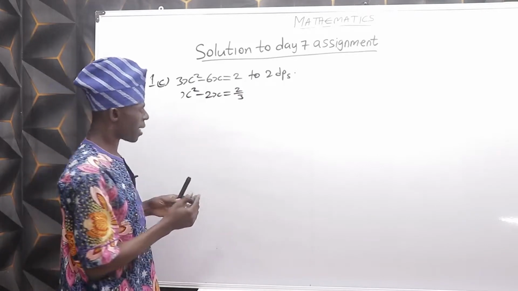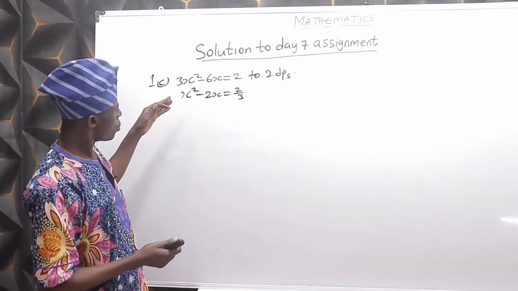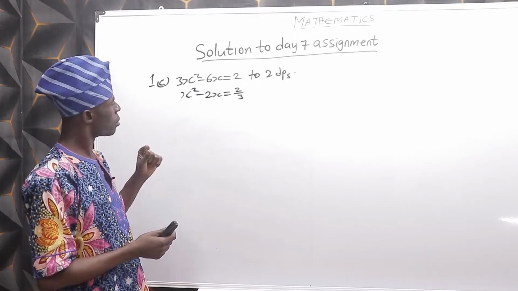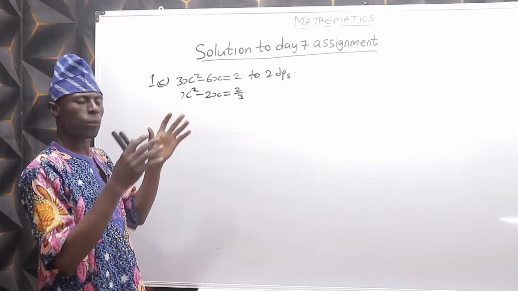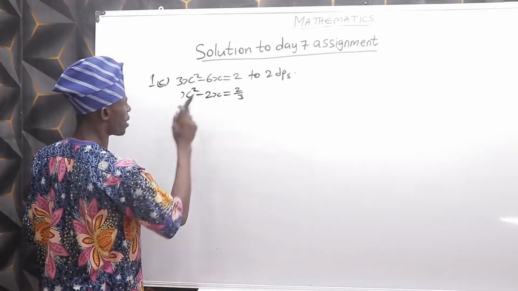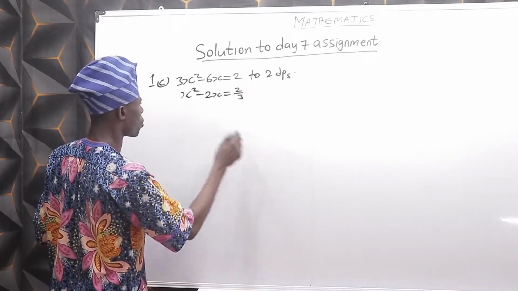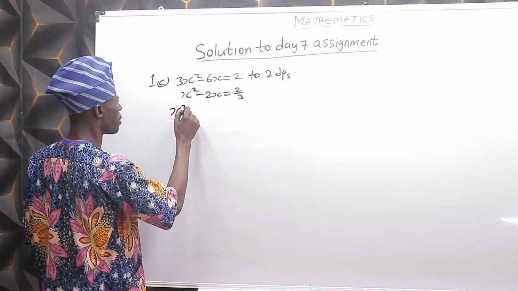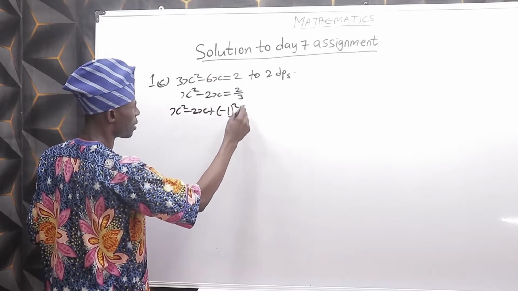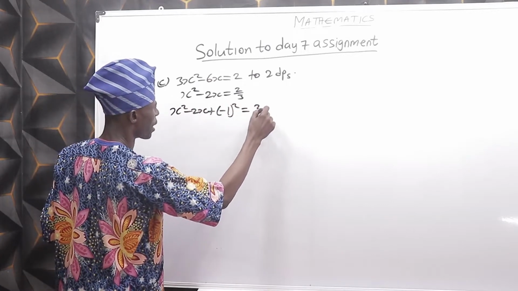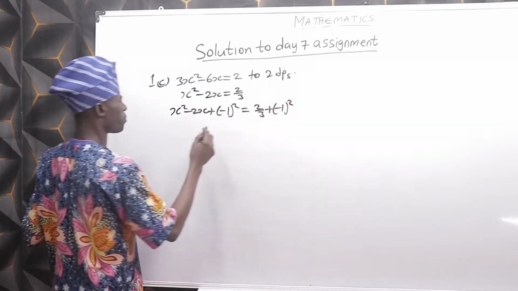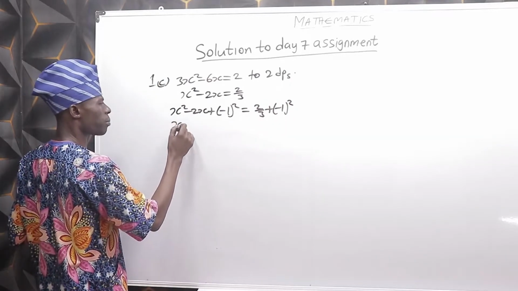So the next step is find the coefficient of x at this level, square it, and add it to both sides. The coefficient of x here is minus 2. Half of it is minus 1. So we have x squared minus 2x plus (minus 1) all square equals 2 over 3 plus (minus 1) square. So we have x minus 1.